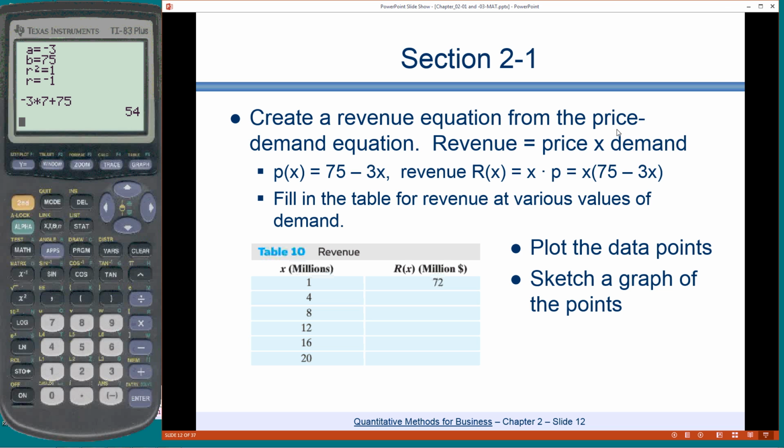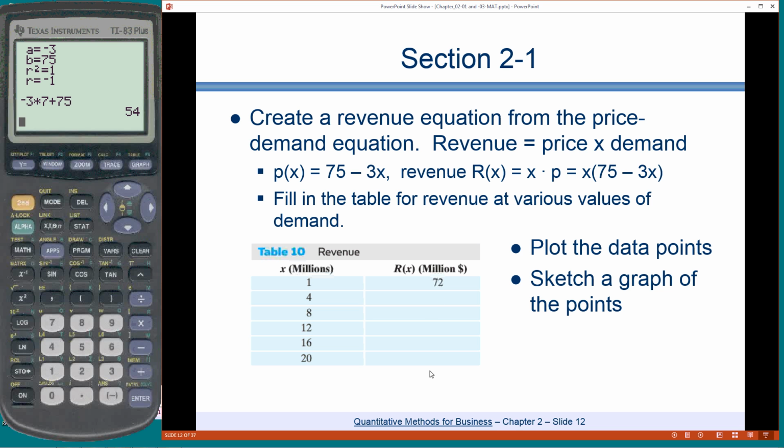Now let's go back to algebra. I've got an expression for price, 75 minus 3x, where x is my demand in millions of units. I've got an expression for demand, which is x. So my revenue is just x times P of x. I just put in x times 75 minus 3x, which is my price equation, and that becomes my revenue equation.